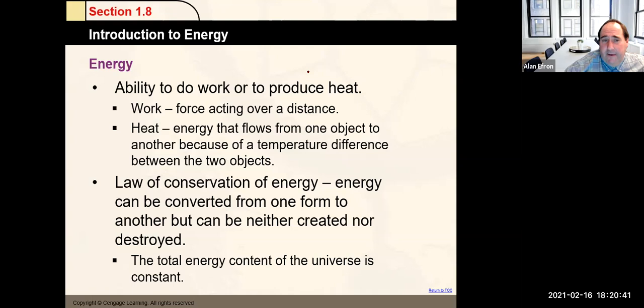We sort of skip over it. But just a little bit about overall energy. Energy is really the ability to do work or produce heat. Work is really some type of force acting over some type of distance.